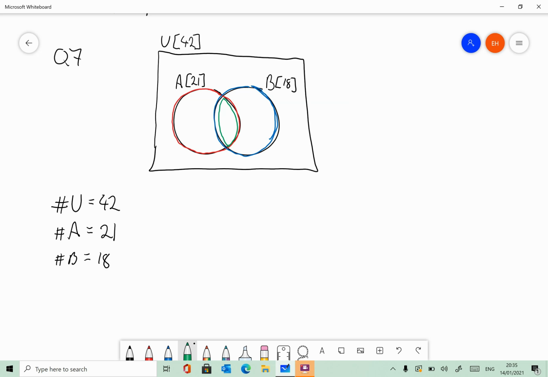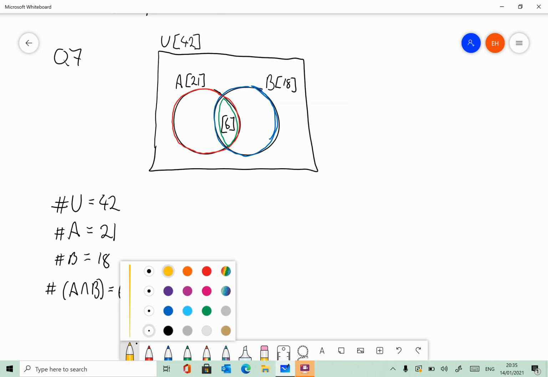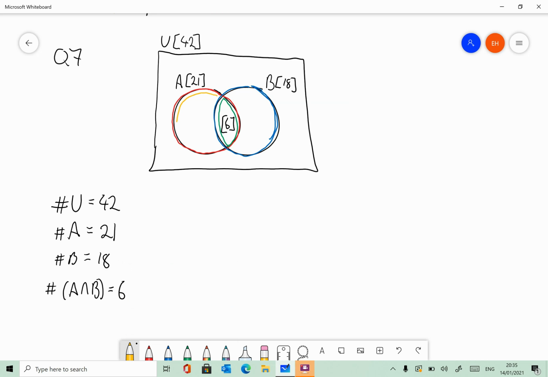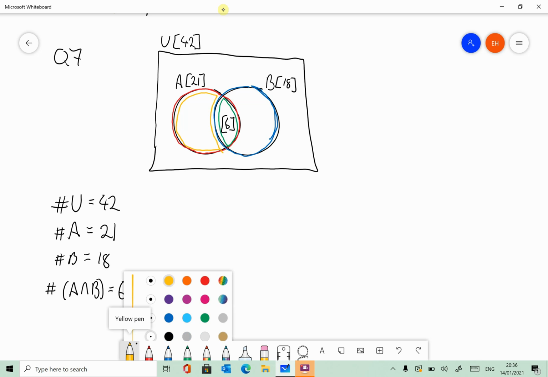And I think we're told that next, is it? The size of A intersection B is equal to 6. So we're told that piece of information. So we now know that there's 6 people in there. If there's 6 people in the green zone, that means out here in the yellow zone, there's going to be 21 minus 6, which is 15.